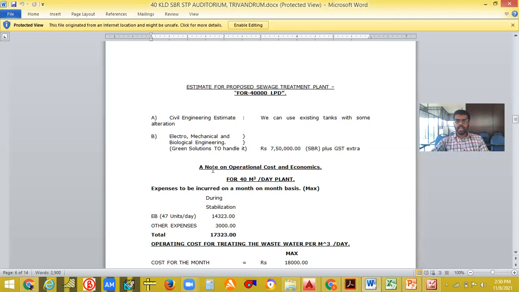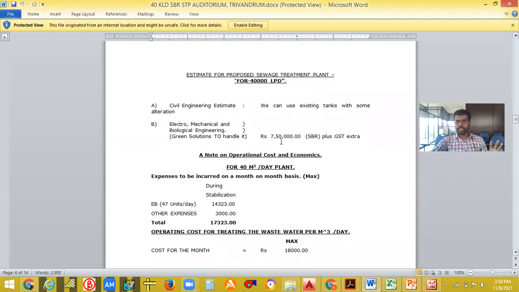Then they will be giving what will be the operational cost. The 7,50,000 will be the cost for 40,000 liters, plus extra GST should be given. Then a note on operational cost and economics. So they are giving a note on the cost of operation for a 40 cubic meter per day plant, the expenses to be incurred on a month-on-month basis. So each month they have to have an expense like this.